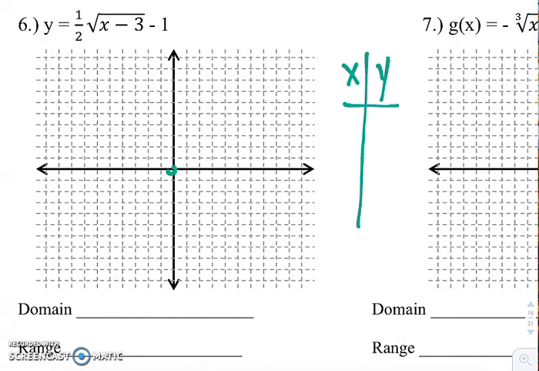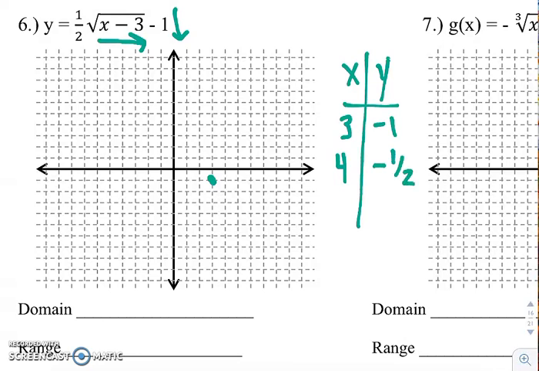So the first point we can choose is what we were just talking about. From the origin, we are going to move right 3 and down 1. So right 3 and down 1 is our first point that we can plot without really doing any calculations. Now, if I plug in 4, 4 minus 3 is 1. The square root of 1 is 1. Times 1/2 is 1/2. And 1/2 minus 1 is negative 1/2.